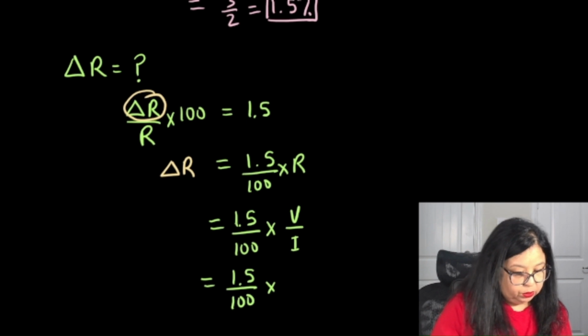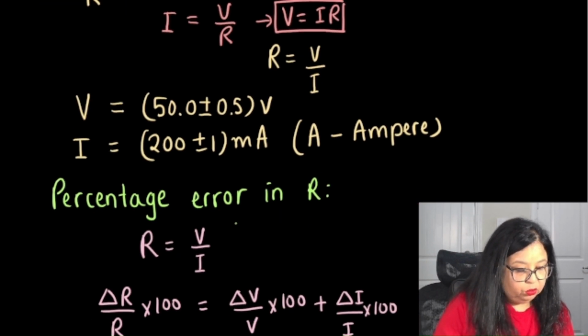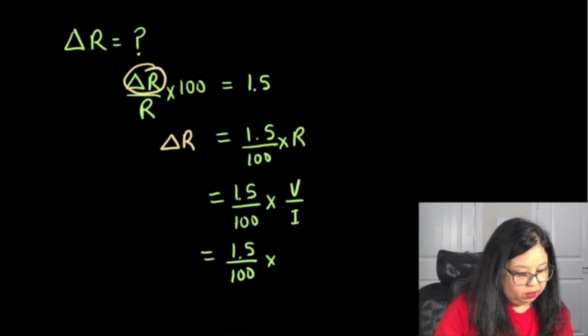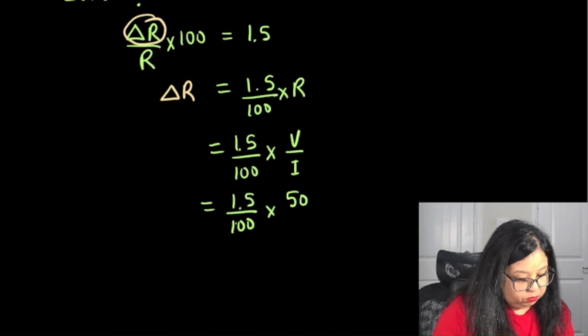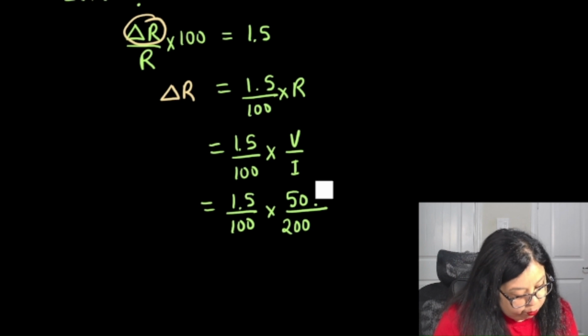What is V equal to? V is equal to 50 volts and I is equal to 200 milliampere. Okay. So 50 volts and over here it was 200. Alright. It was 50.0.